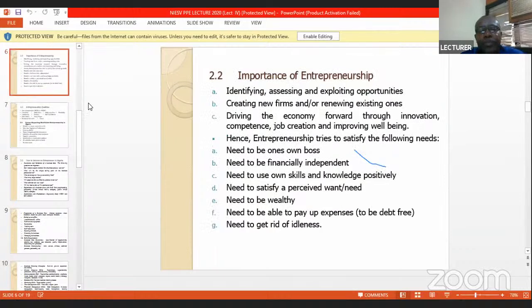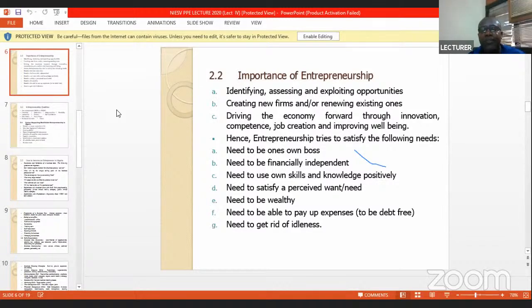Importance of entrepreneurship. Entrepreneurship is important because it leads to identifying, assessing, and exploiting new opportunities.